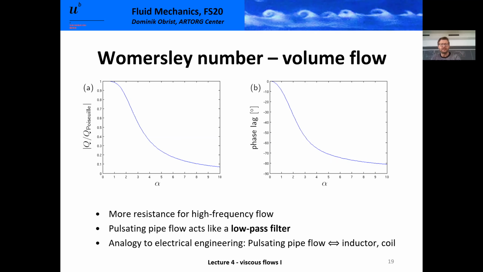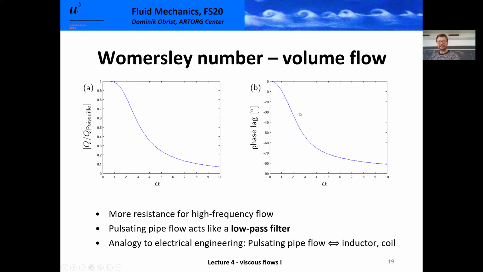So if we have a certain pressure gradient for a certain Poiseuille flow, and we increase the Womersley number, we see on the left there will be less and less fluid going through the pipe with increasing Womersley number. There's some analogy to electrical engineering. It's a bit like a coil, right? It's blocking high frequencies. High frequencies have more difficulty passing through the coil or the inductive element.